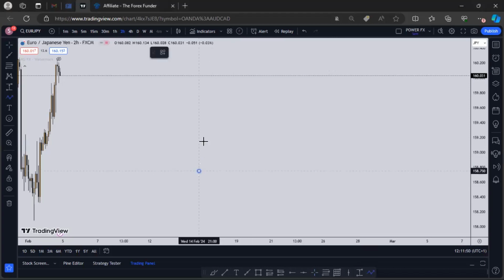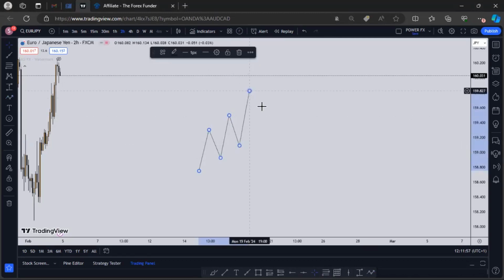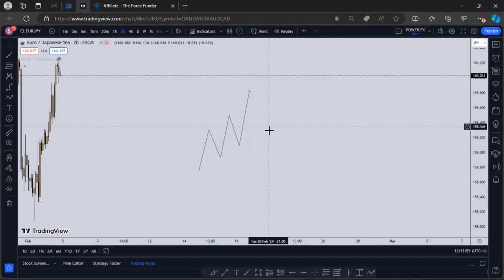The market is ranging all the way to the upside, making a series of higher highs and higher lows. Our order block is the last bearish candlestick causing the impulse move all the way to the upside, breaking the recent structure. So this particular zone here is our demand zone.